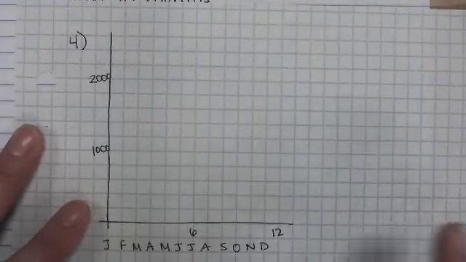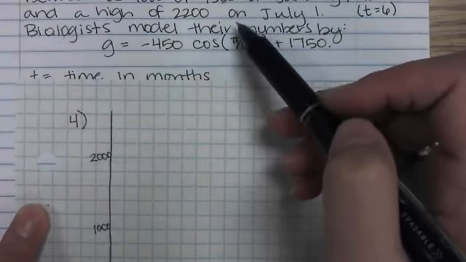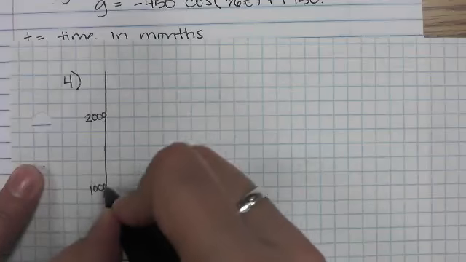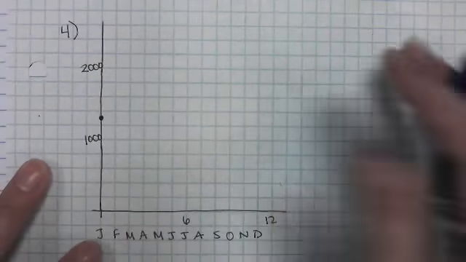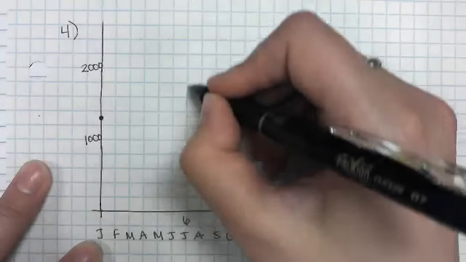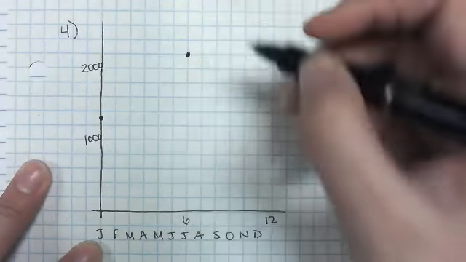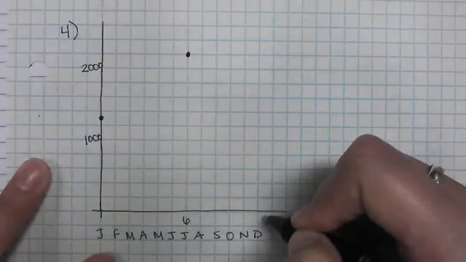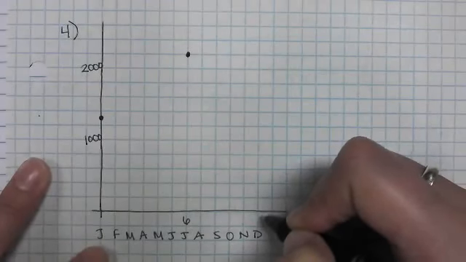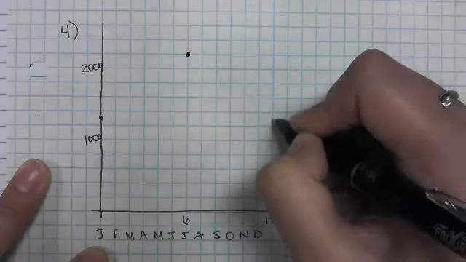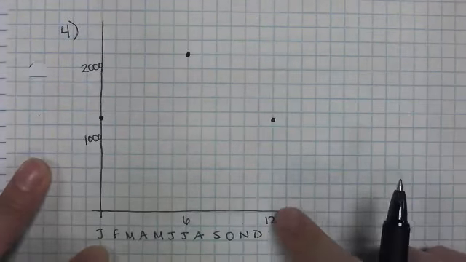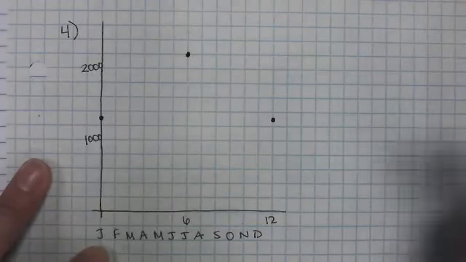Alright, and then we have our low point of 1300 on January 1st. So 1,000, 1,200, 1,300. And then in July is when we get to 2,200. And the end of the cycle would be back to 1,300, so that would be the 12th month. That would be when we get back to January again.